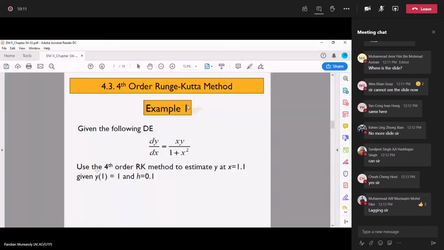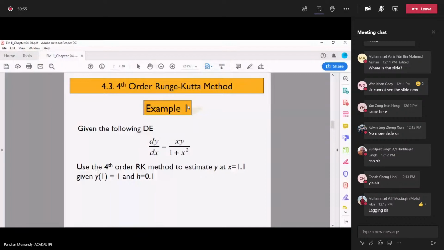But this is one iteration only. If I ask you to proceed to x 1.2, then you do the next iteration with the same h. That means 1.1 plus 0.1, answer is 1.2. So at x 1.2, that is at x2, what is my y2? Just now you found the first iteration. For x 1.1, we found the y. And at x 1.2, you can find the y. At x 1.3, we can find the y.